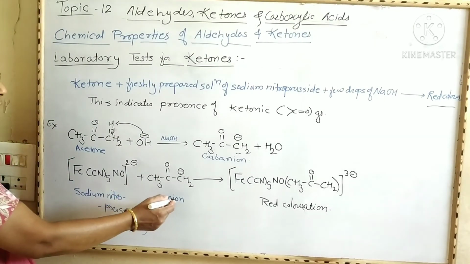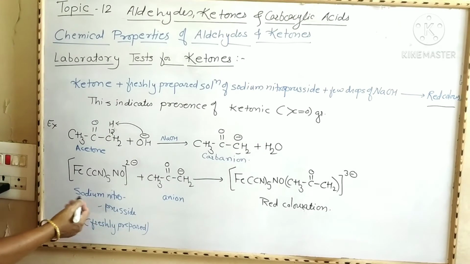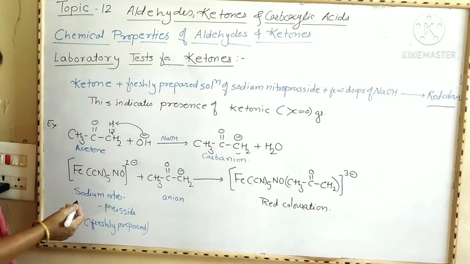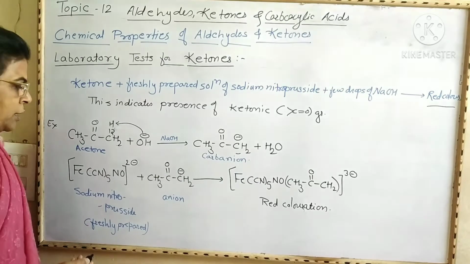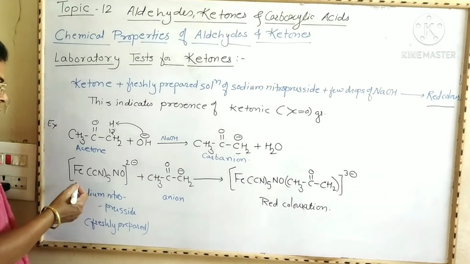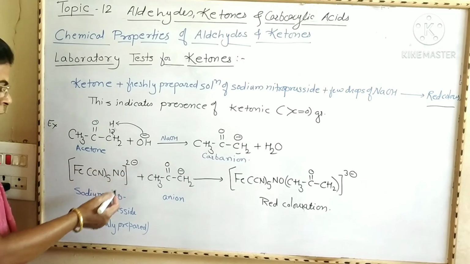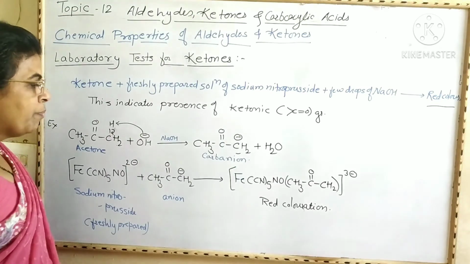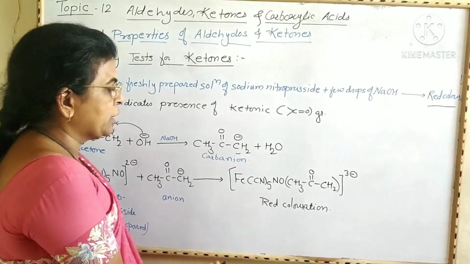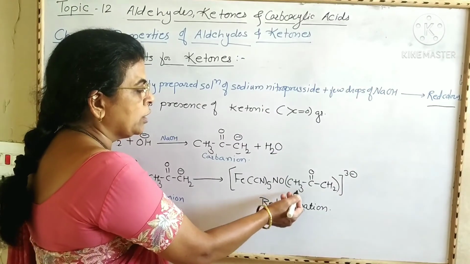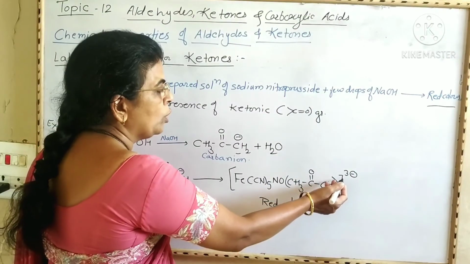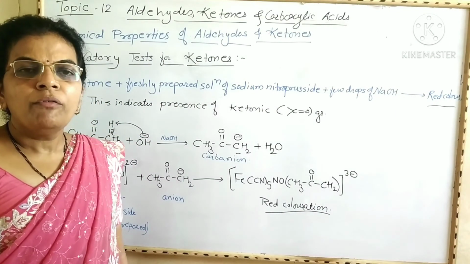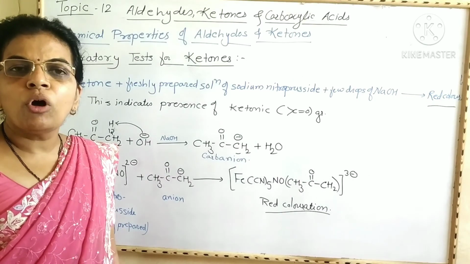And this negatively charged carbanion, when it is treated with a freshly prepared solution of sodium nitroprusside, which is a complex compound or an anionic complex, [Fe(CN)5NO]2-, that is sodium nitroprusside, when it is treated with this ketonic carbanion, then here formation of this complex takes place, that is [Fe(CN)5NO(CH3COCH2)]3-. The color of this complex is red. From this we can say that there is presence of a ketonic group.